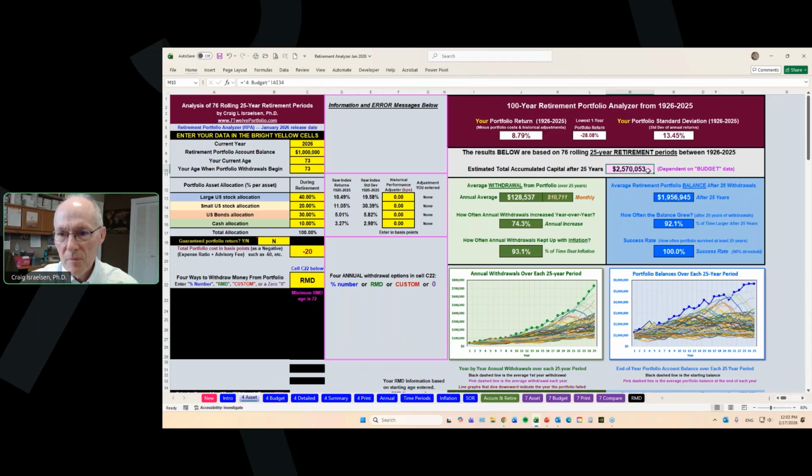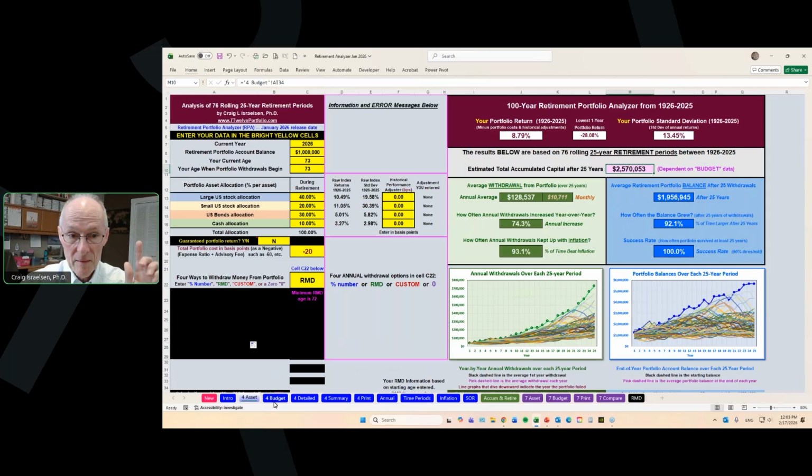But with this important note, it's dependent on the budget data. It's absolutely dependent on the budget data. This one scenario that we've done, I would think would be very motivating, very comforting, very calming, because we have a 100% success rate. 92% of the time our portfolio grew. On average, our portfolio balance doubled. We have, on average over the quarter century, almost $11,000 a month income.